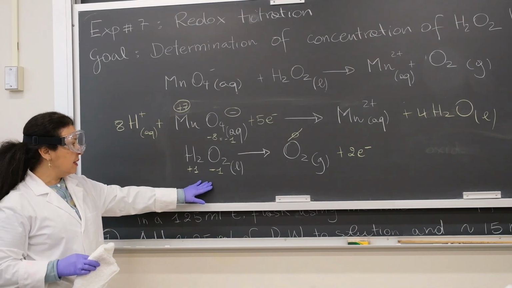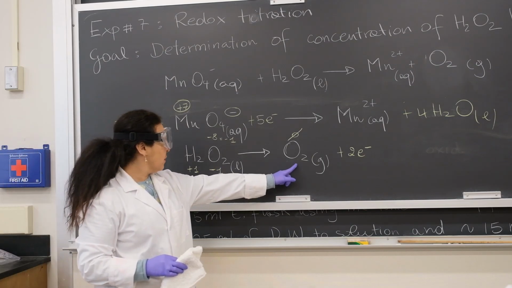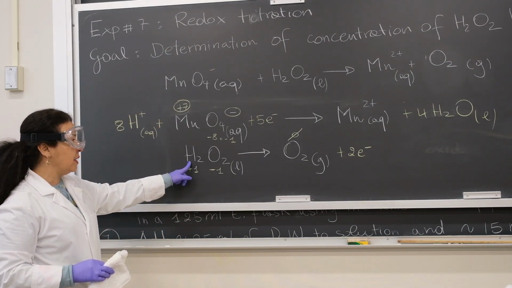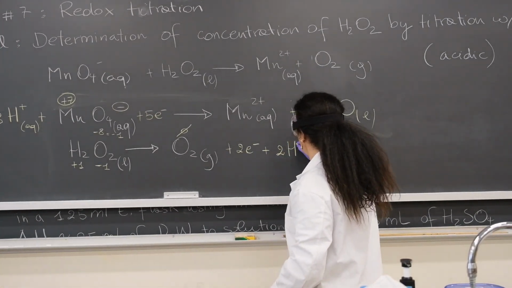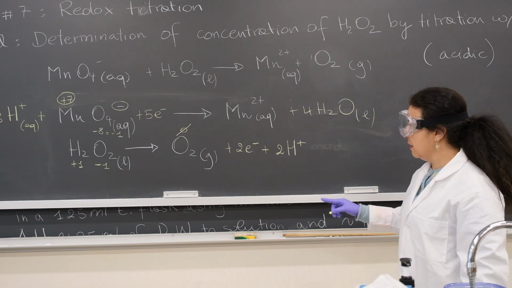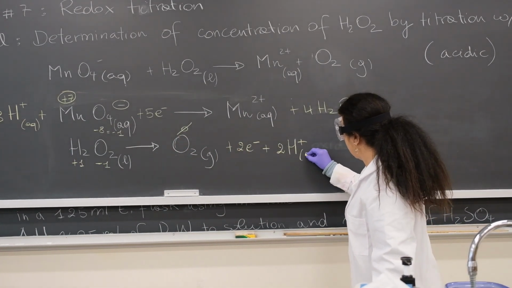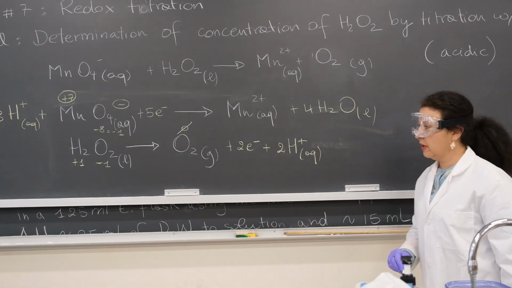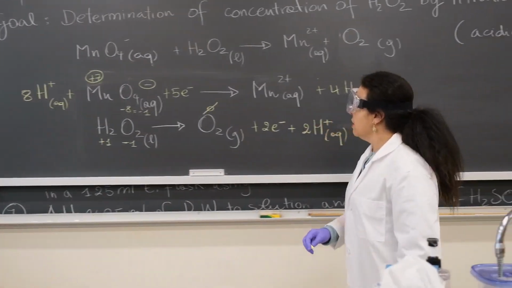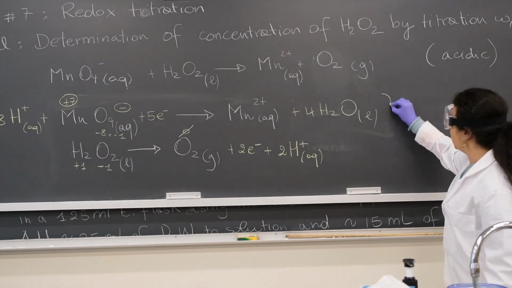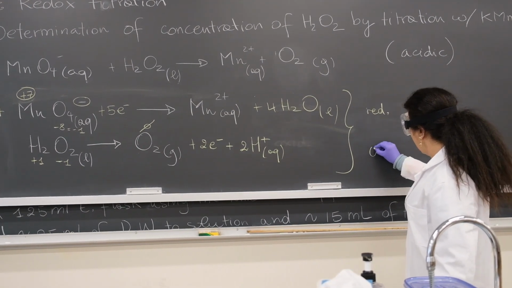Now we balance this reaction. The oxygen is already balanced. Here I have 2 hydrogen, so I put 2 H+ here to balance these 2 hydrogen that get released, aqueous. Okay? The oxygen is already balanced. I have 2 here and 2 here. So now that we have balanced both reactions, this is the reduction and this is the oxidation.